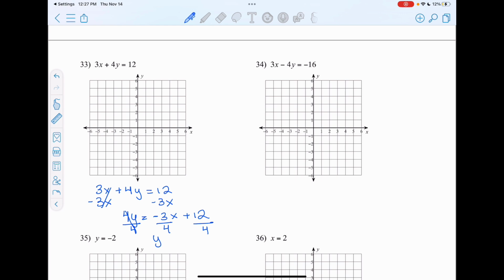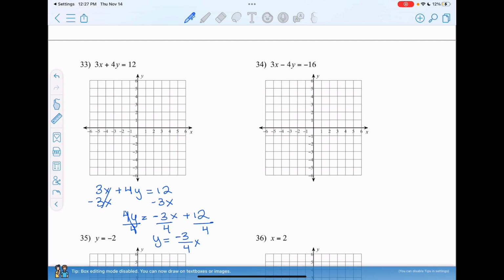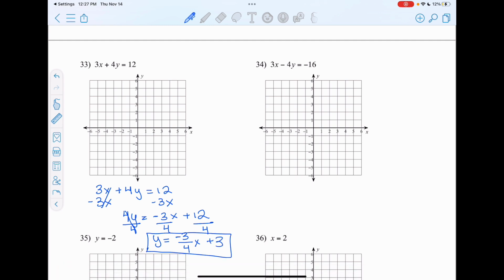And I will be left with y equals -3/4x. 12 divided by 4 is 3, so plus 3. So this tells me that my y-intercept is +3, and my slope is -3/4. That tells me that I go down 3 and to the right 4. So down 3 to the right 4. Or up 3 and to the left 4. And my line is going down, which is perfect because my slope is negative.